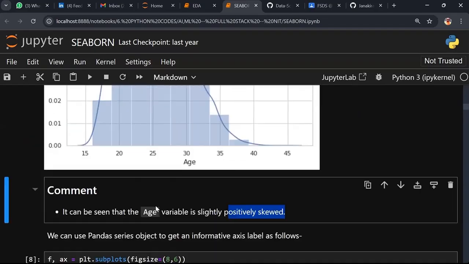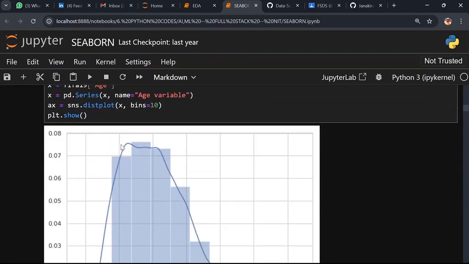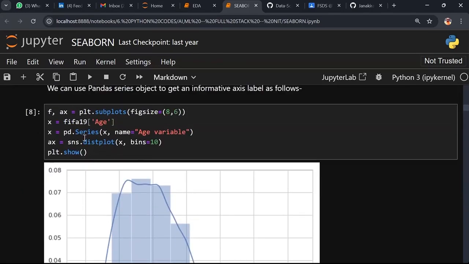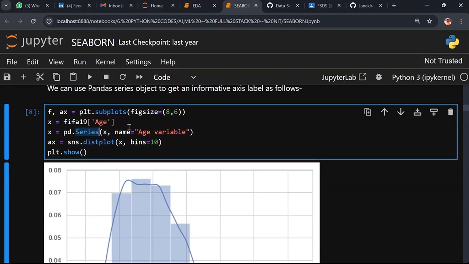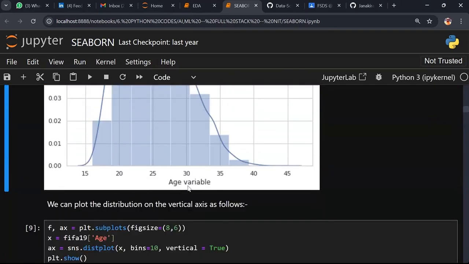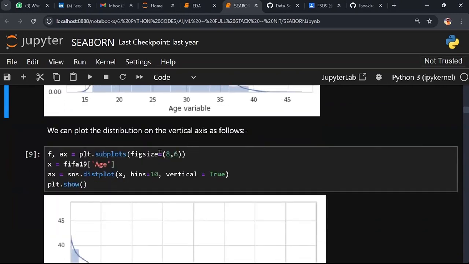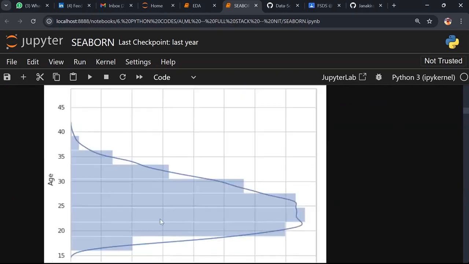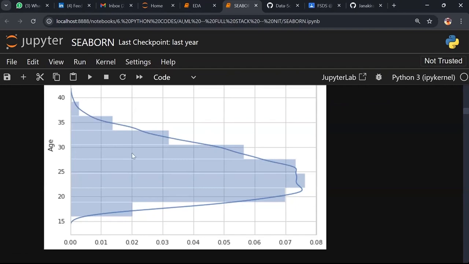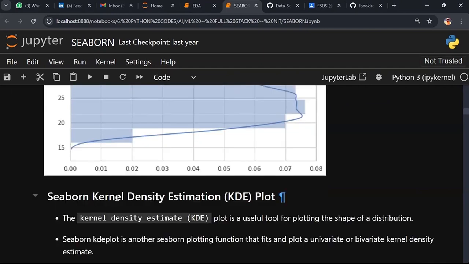Next one, just go here. Comment. Now again, name A's variable, series. If you convert the same graph to the series, you can see A's variable. We can plot distributions for X's as follows. Now we can plot the vertical. So now this is horizontal. Can I change my graph? Yes, you can change the graph like this.